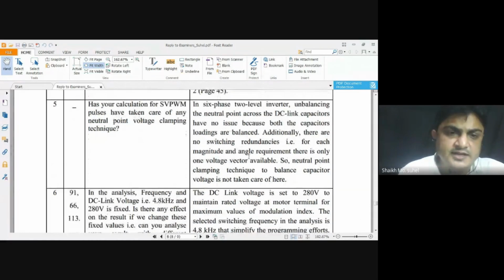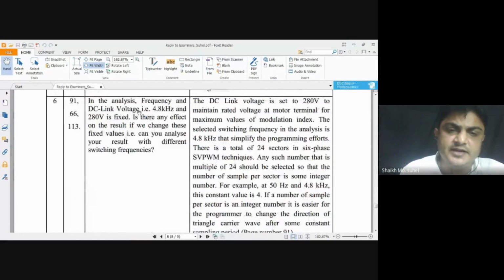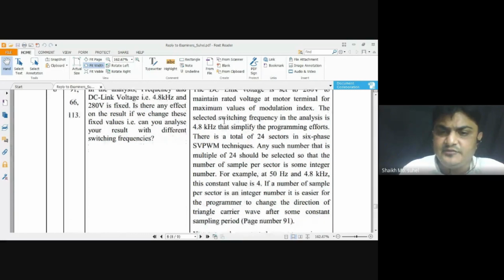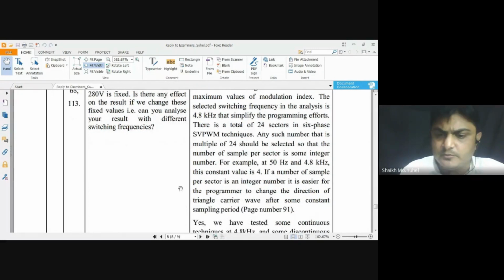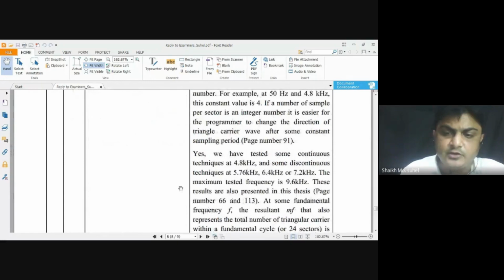The fifth question was: has your calculation for SVPWM pulses taken care of any neutral point voltage clamping? No, ma'am. In our PWM technique, which is a two-level inverter, generally a multi-level inverter takes care of neutral point voltage clamping. The sixth question was whether you measured at 4.8 kilohertz only or at different frequencies. We measured at 4.8 kilohertz, and also at 9.6 kilohertz, 7.2 kilohertz and 6.4 kilohertz. These are all the frequencies we considered in our analysis.